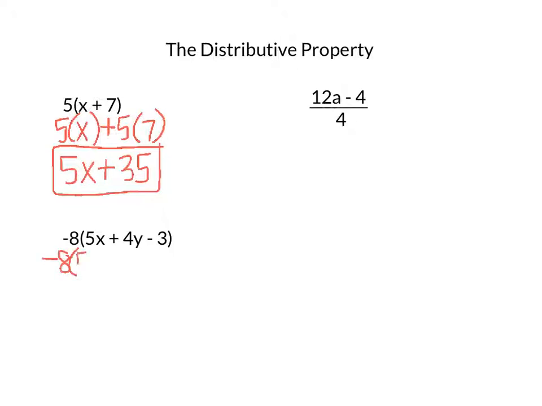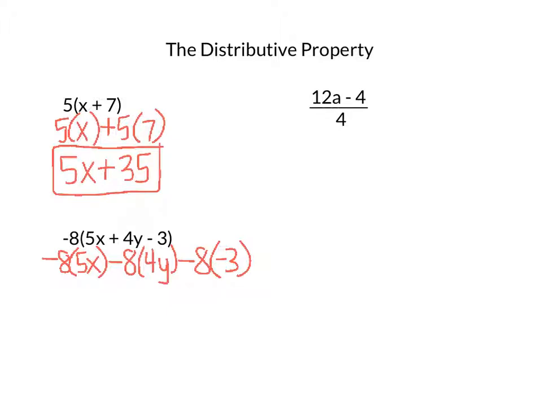times 5x, minus 8, or plus a negative if you want to write plus a negative, 8 times 4y, minus 8, or again you can write plus a -8 times -3. This minus stays with the 3 no matter where it goes, just like this minus stays with the 8 no matter where it goes.